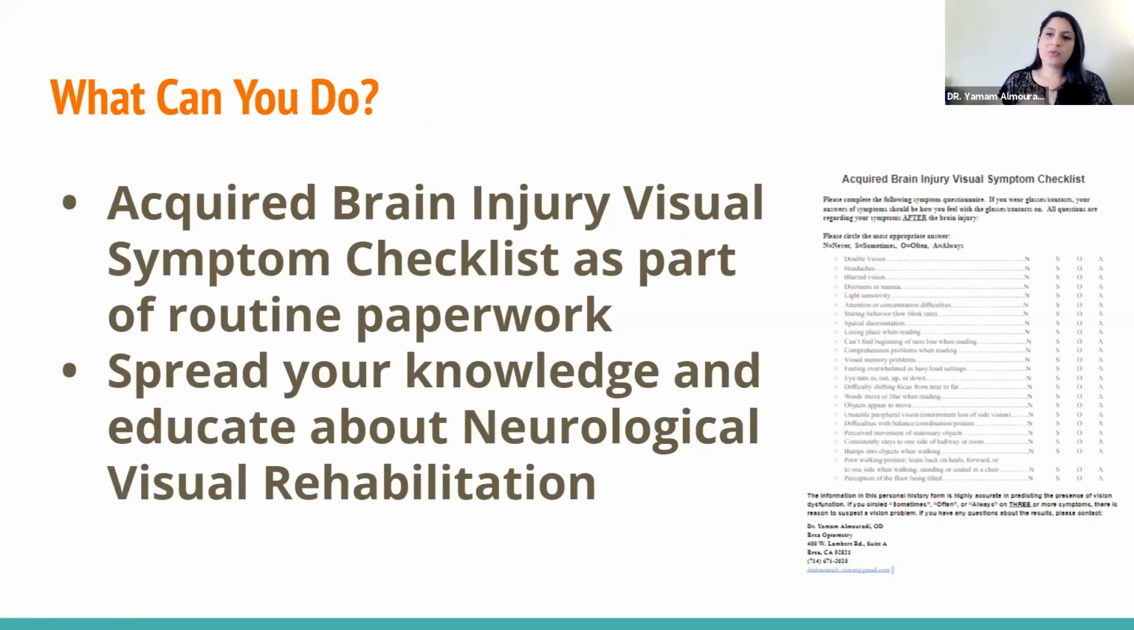So what can you do? The first thing is the acquired brain injury symptom checklist. It's a very easy way to pinpoint the patients that are in need of help. Spread your knowledge, educate about neurological visual rehabilitation. So like I said, this paper is always added into all the paperwork of a new patient.